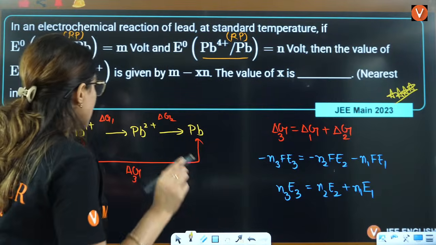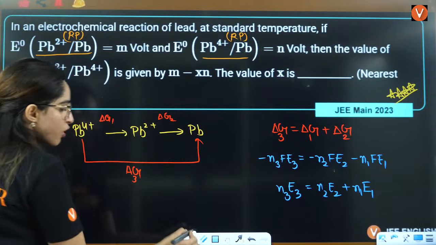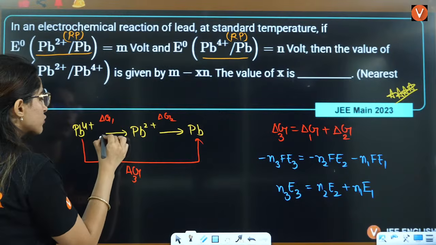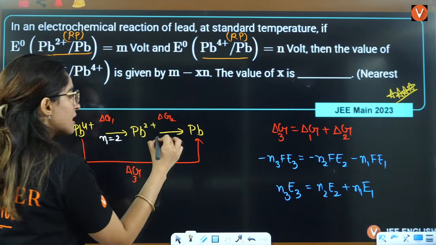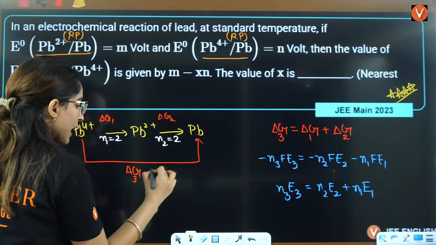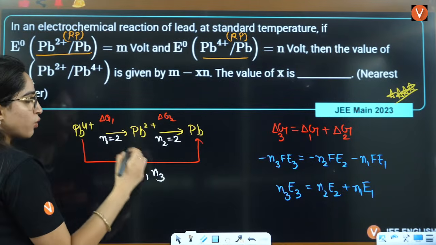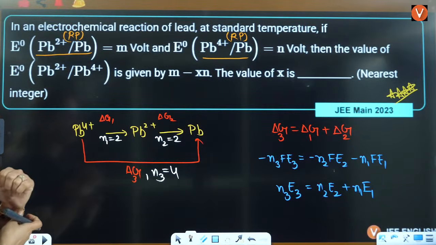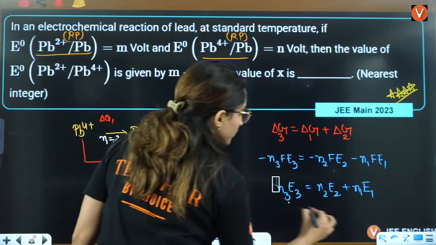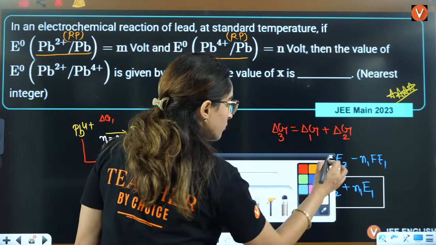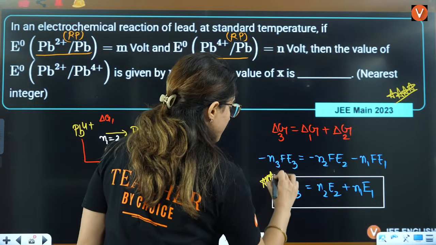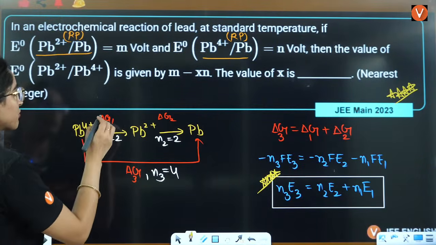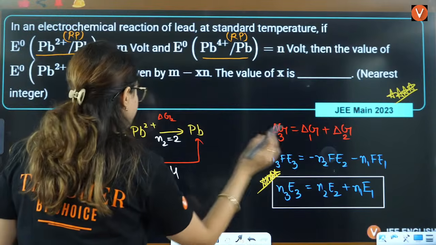Now how many electrons has it gained? 2 electrons, so n1 is equal to 2, n2 is equal to 2, and n3 from 4 to 0, 4 electrons are gained here. So we'll put the values here. This is the standard formula that you must remember always, and here I'll always put the reduction potential. So you have to calculate the values here.